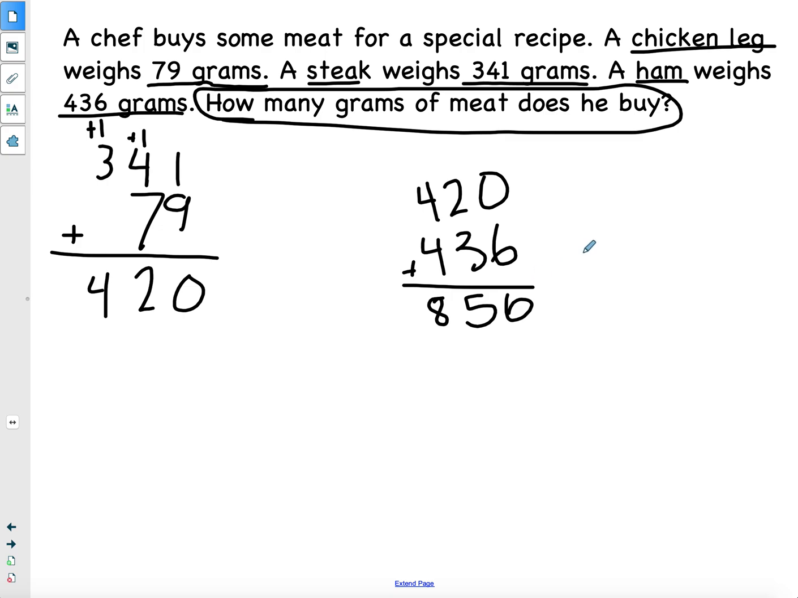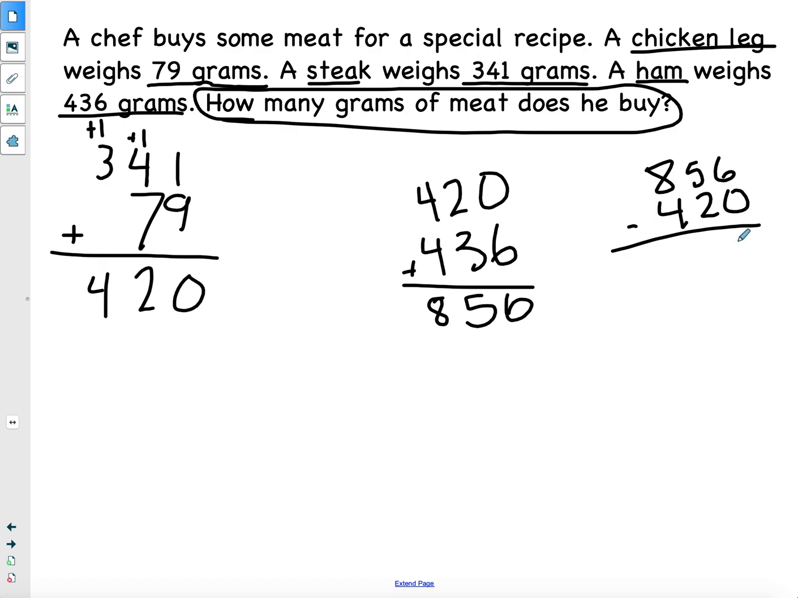So we need to check our work though. So how are we going to check our work for this problem? We're going to use the inverse operation. So we already added these two, so we want to subtract this just to make sure that this is right. So 856 minus 420 should give me the other number that I added.